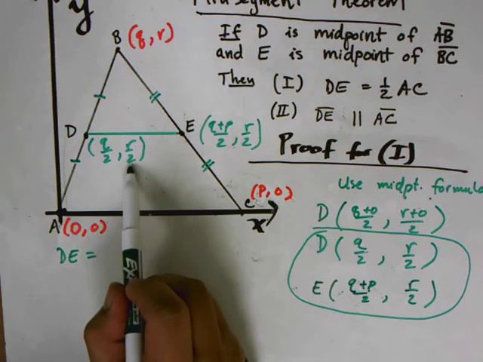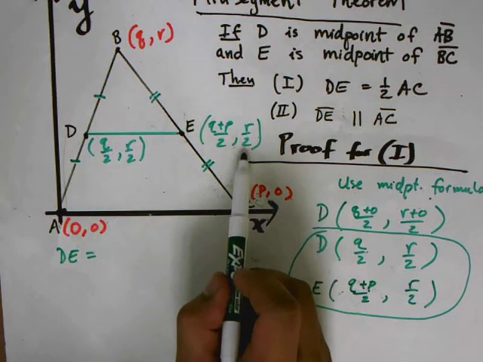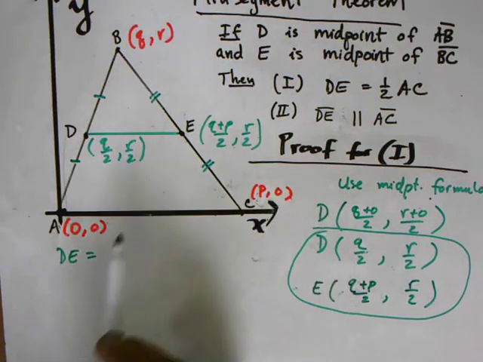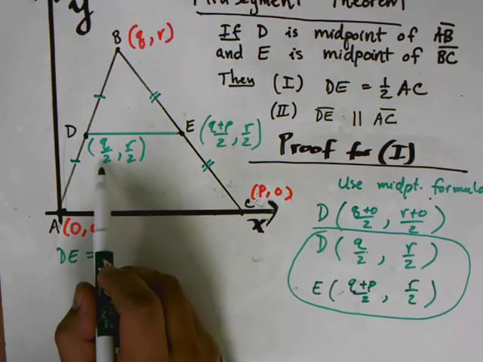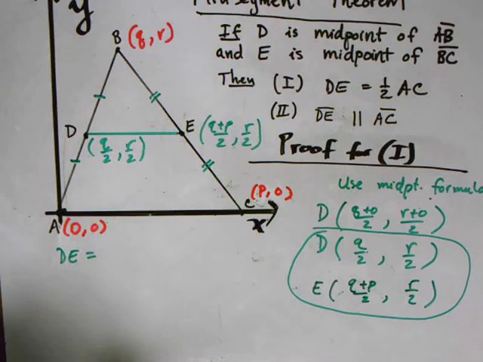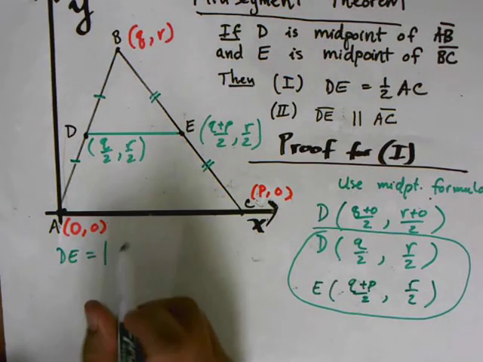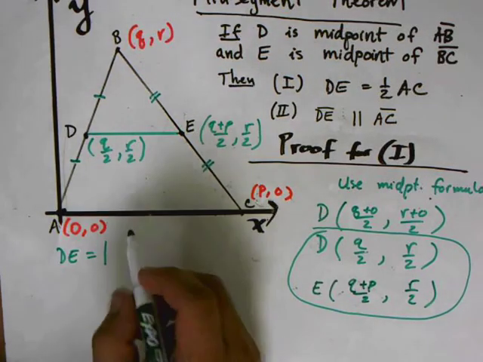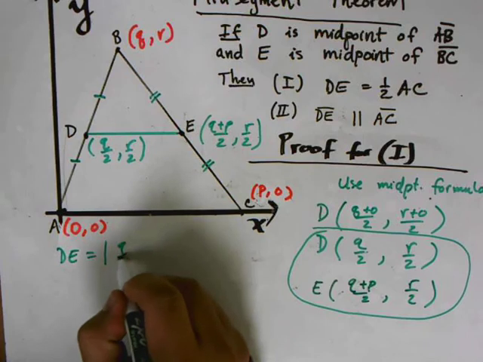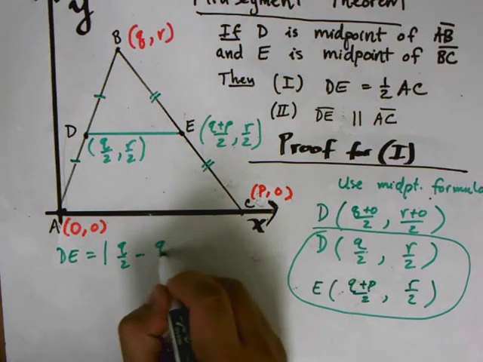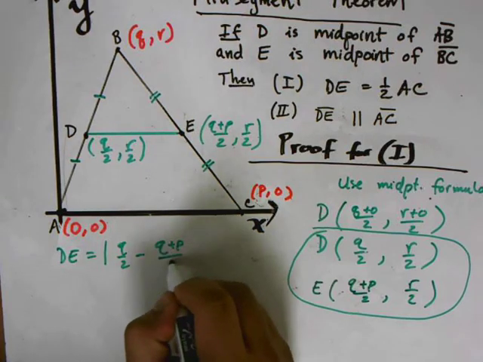The y coordinate for D is R over 2. The y coordinate for E is also R over 2. So that means the distance between them is just the absolute value of the differences in the x coordinate. In other words, it's just the straight horizontal distance here. So this is Q over 2 minus Q plus P over 2.